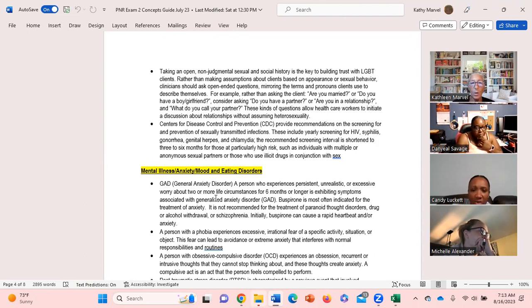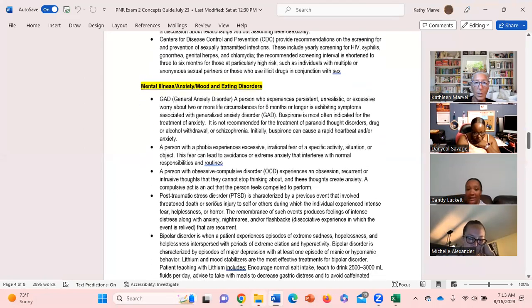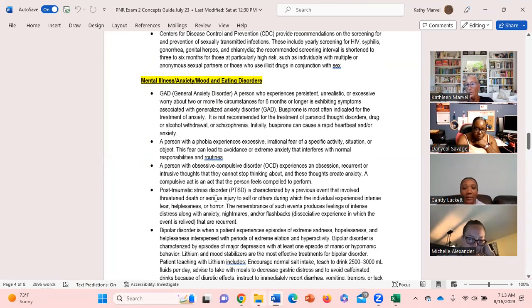Can you say that part over again, the one where they have to be screened every 3 to 6 months? If they're more at risk, and the examples we give for being more at risk would be multiple or anonymous sex partners, or those that use illicit drugs in conjunction with sex, then the recommendation is to be screened every 3 to 6 months rather than annually. Does that make sense? Yes, it does. I didn't even see it in there saying it like that, but okay.